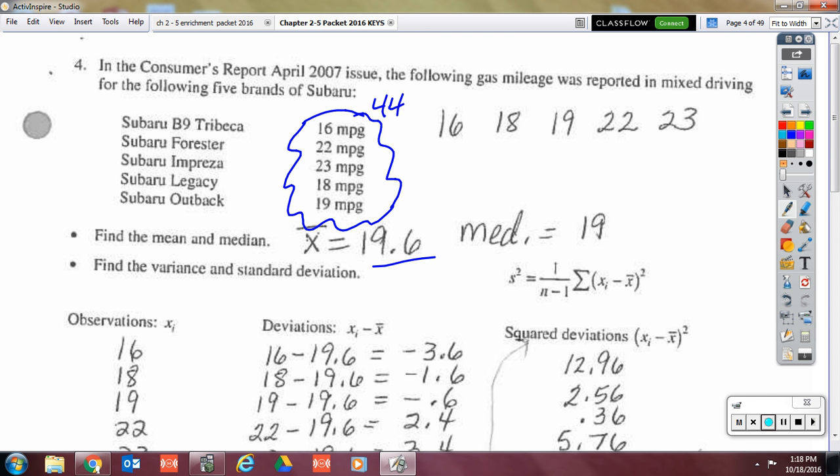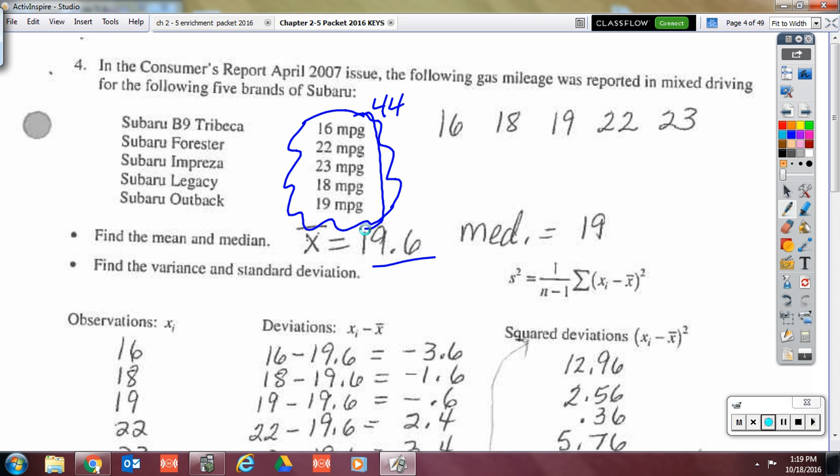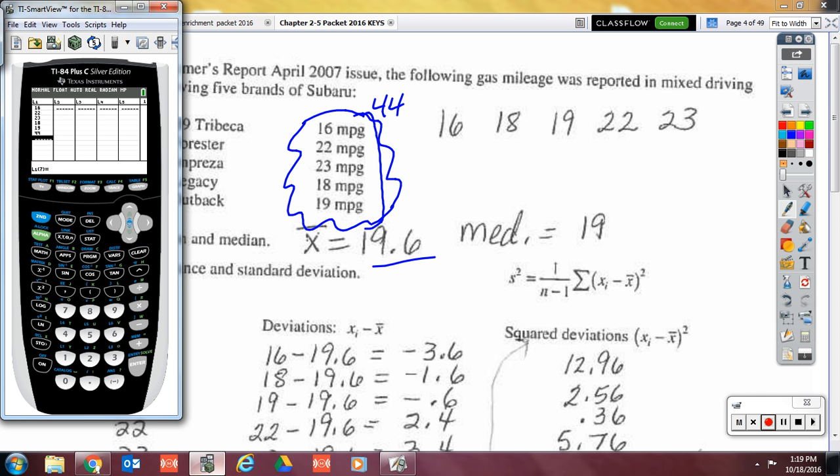Let's go, and I'm going to teach you now how to do this in your calculator. We painstakingly did it by hand yesterday, but now let's learn the calculator way. Here we go. Go to your calculator, do stat edit, and into list 1, put the 5 vehicles from yesterday plus the outlier of 44.